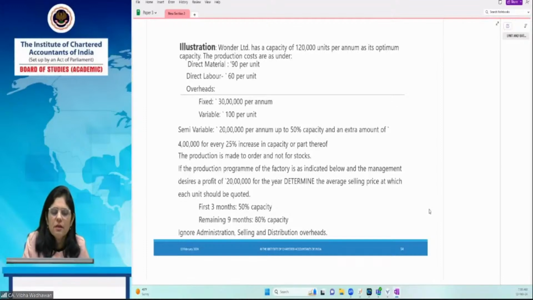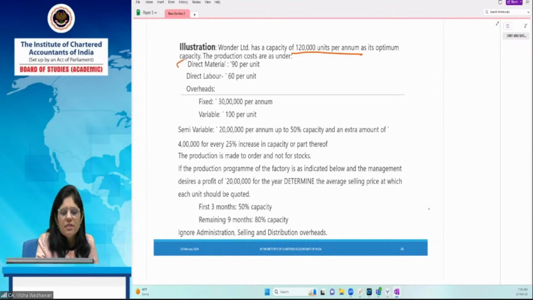All right. So this company has a capacity of 1,20,000 units per annum at its optimum capacity. So the production costs are direct material 90 per unit. See, variable cost will always be given to you per unit. Direct labor 60 per unit. Overheads 30 lakh per annum. Fixed overheads will always be given in total, and variable will generally be per unit.